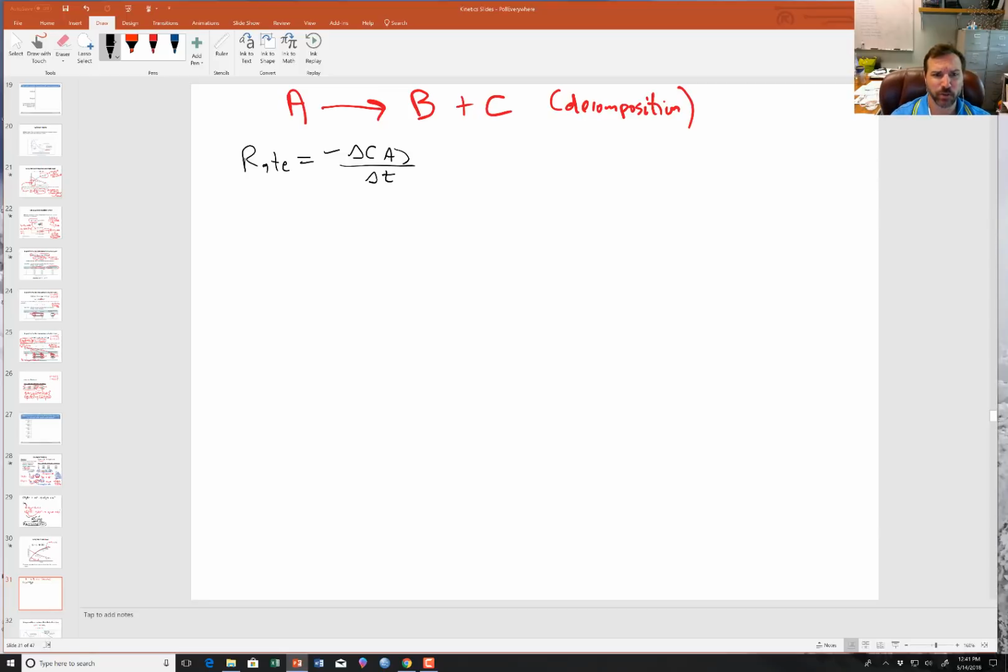And we could also write a rate law where we now know that the rate would equal a rate constant times the concentration of A. And we'll assume that this is a first order decomposition, so the reaction order would equal 1. Okay. Now, since we're describing one reaction, we know that these two rates ought to be equal to one another because they're describing the same reaction. So let's now set these two terms equal to one another.